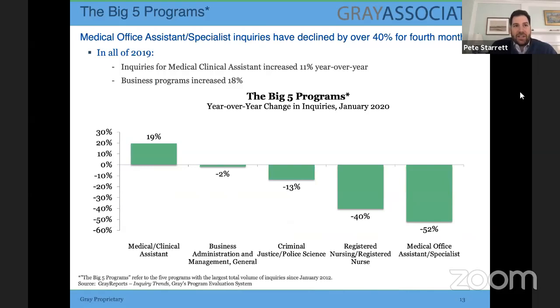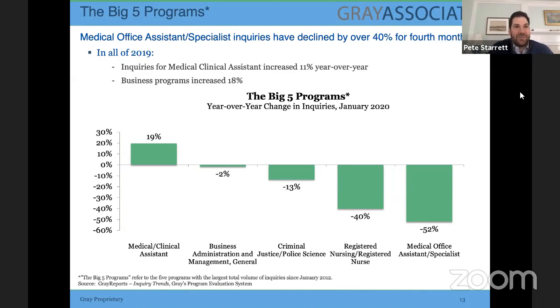Now, again, sort of drilling down into this a little further. As always, we track our 5 largest programs in our database, and this is referring to the programs with the most inquiries since we started tracking these in January of 2012. And here, we've seen obviously many shifts in these programs throughout the years, but medical assisting is one that seems to be increasing finally.